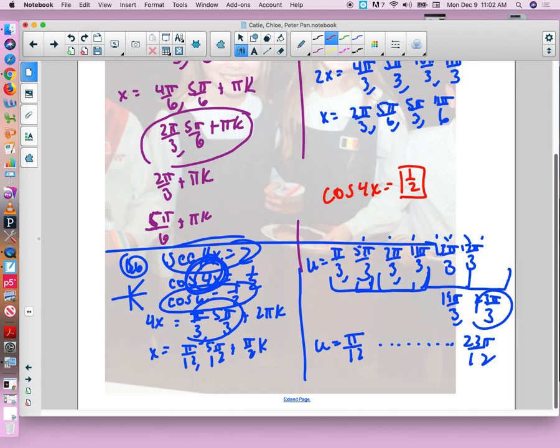I just think every time cosine's 1/2, which happens twice in the first cycle. And then because of the 4x, I know the cycle shortens, so I better go around 4 complete times: 1, 2, 3, 4. And then I divide it all by 4. But it all depends on what I set it equal to.